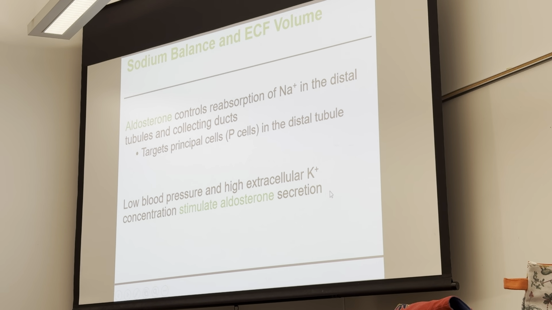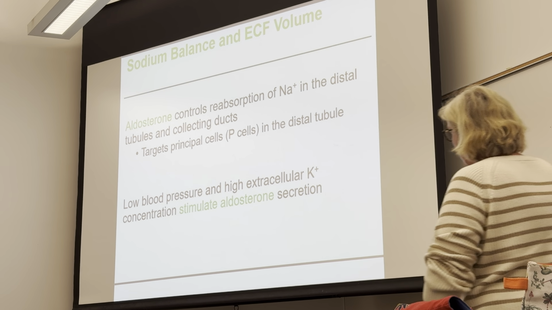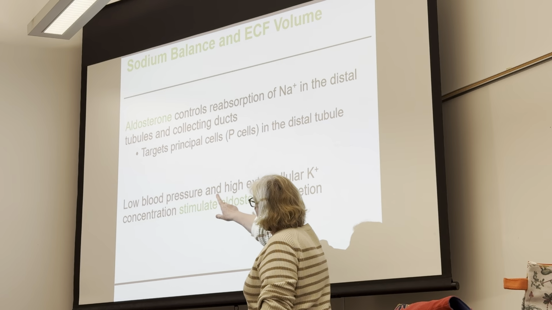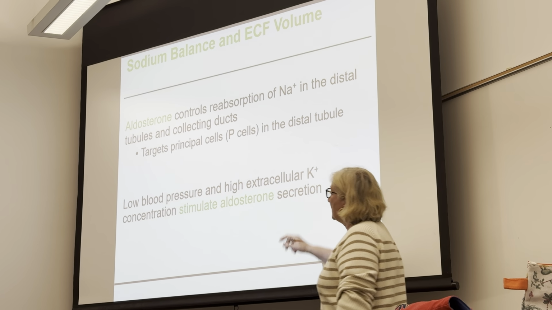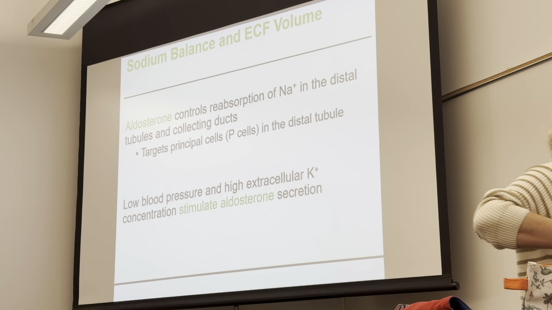So a couple other hormones that we have to mention. First of all, aldosterone. It controls reabsorption of sodium in the distal tubules and collecting duct. There are very specific types of cells in the distal tubules, called P cells. And the stimulus for secretion of aldosterone is low blood pressure and high extracellular potassium concentration.